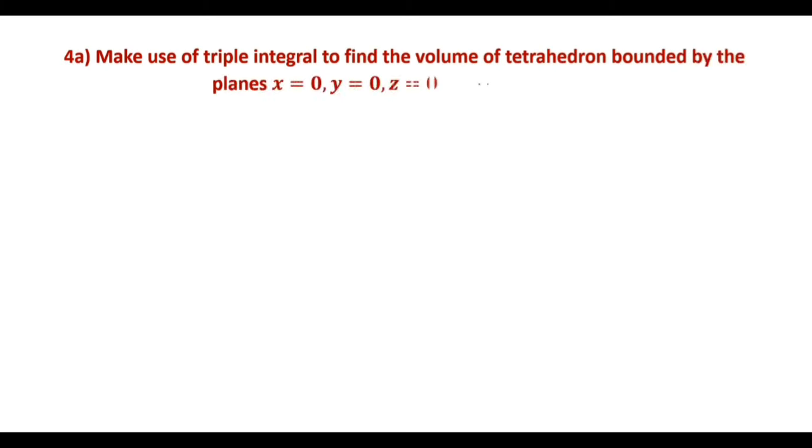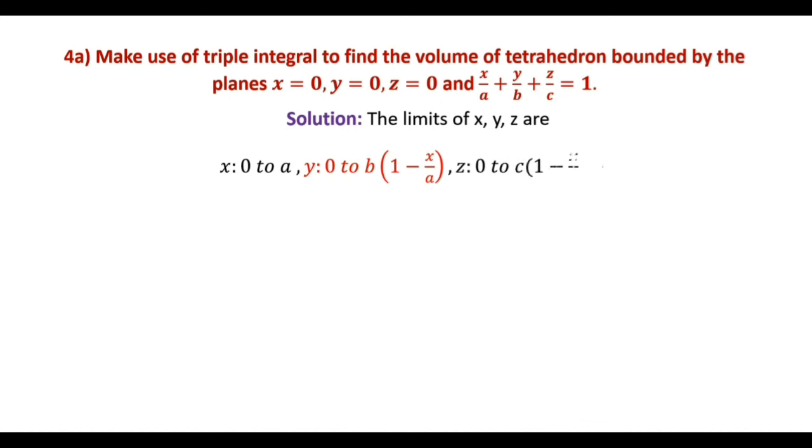Make use of triple integral to find the volume of the tetrahedron bounded by the planes. Here x equal to 0, y equal to 0, z equal to 0 are coordinate planes, and you have x by a plus y by b plus z by c is 1. My target is to find the volume of the tetrahedron. To get the required volume, we need to find the limits of x, y, z. The lower limits of x, y, z are 0 from the coordinate planes. We have to find the upper limits of x, y, z respectively.